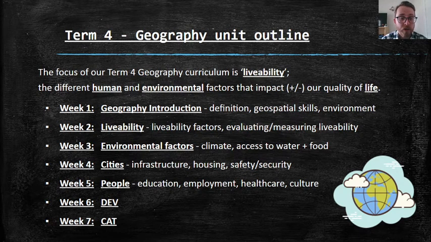Week 3, we'll be going through some environmental factors. So you can see I've tried to break up the livability factors into different topics. So we've got environmental factors such as the climate, so the weather, the temperature, rain, access to water and food. I know that's very important. Week 4, we're looking at cities, so infrastructure, housing, safety, security. Week 5, we're looking at people. So we're looking at education, employment, healthcare, culture. All of those things are livability factors that impact our quality of life.